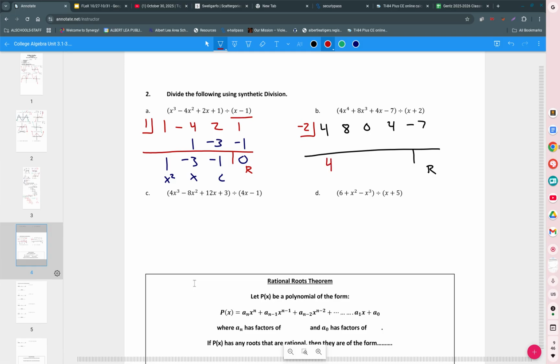Dropping down the 4, and then multiplying, you get negative 8. Then I add to get 0. Multiply, get 0. 0, 0, 4, negative 8, negative 15. I know my result. This is my constant. This is my x. This is my x squared. This is my x cubed. So I get 4x cubed, I get a plus 4, and then I get a minus 15 over x plus 2. Piece of cake.